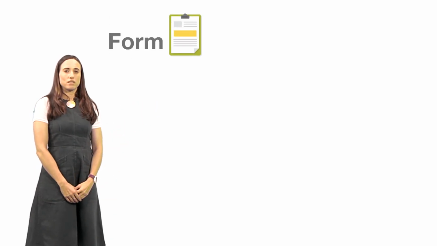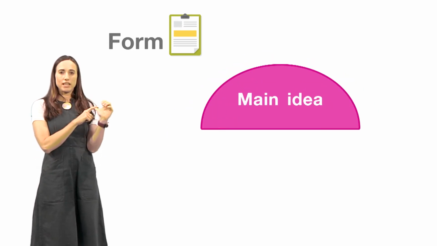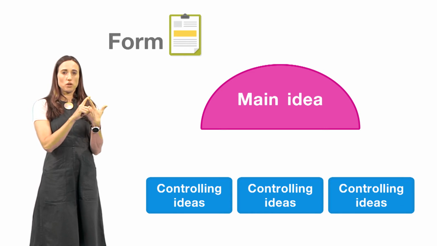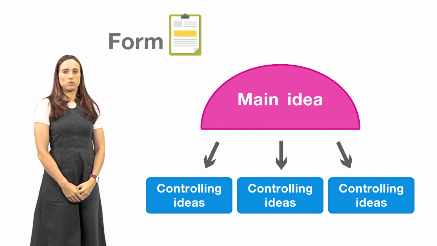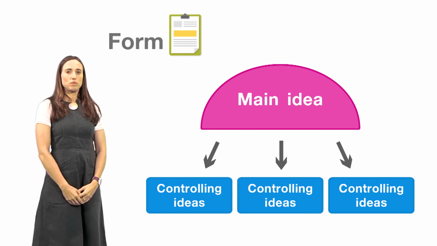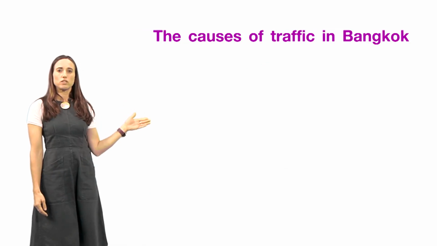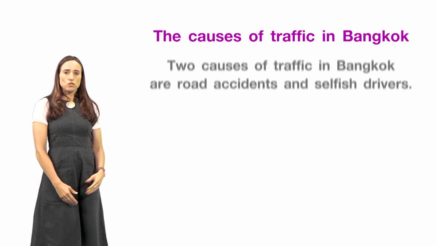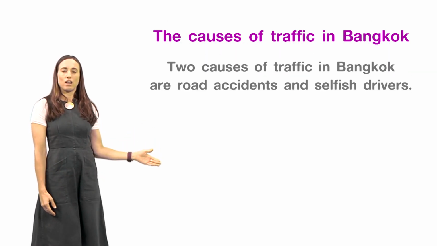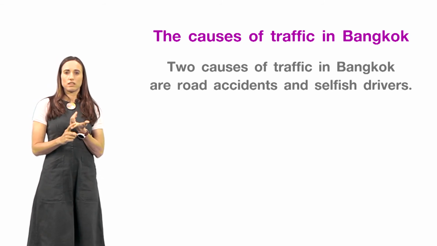Let's have a look at the form now of a thesis statement. A complete thesis statement has both 1. A main idea, 2. Controlling ideas. Here's an example of a complete and correct thesis statement for the following essay or presentation topic: the causes of traffic in Bangkok. Two causes of traffic in Bangkok are road accidents and selfish drivers.